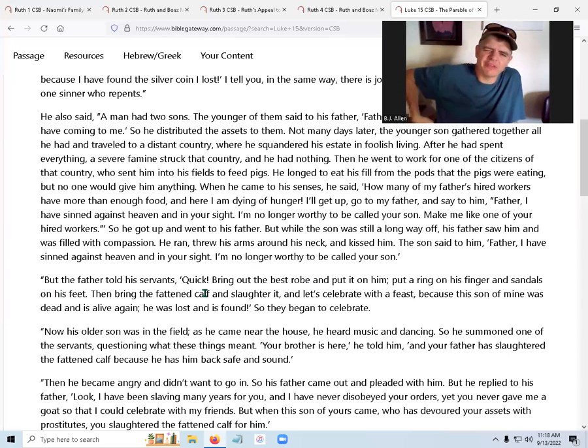Who do you think is supposed to get this fattened calf? The fattened calf, not just the calf, the fattened calf. Not the younger son, the older son, I would assume. He's giving it to the younger son.